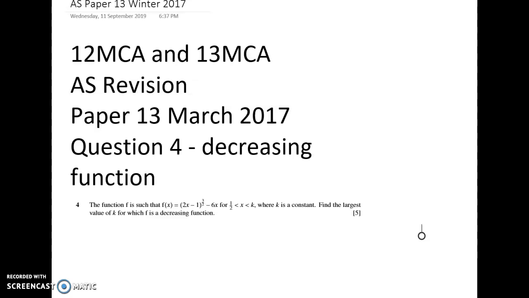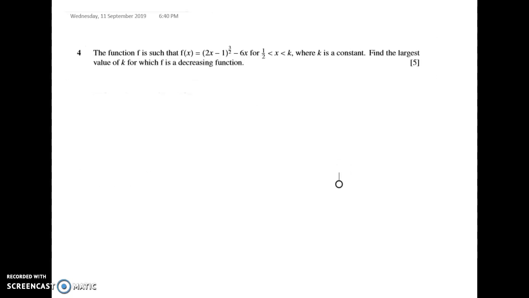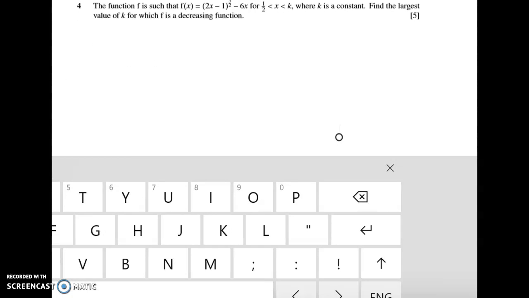This question is about when something is a decreasing function. It goes like this. We're given a function. Just let me get the pen. Where's the pen gone? Right, so the function is given to us by this. And we're told that it's defined for x between 1/2 and up to k. And we have to figure out the largest value of k for which f is a decreasing function.